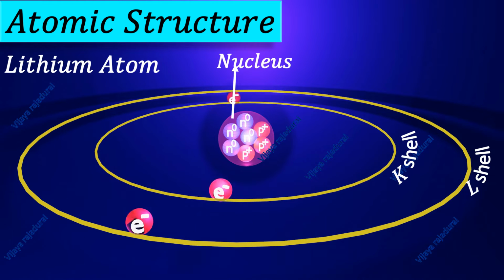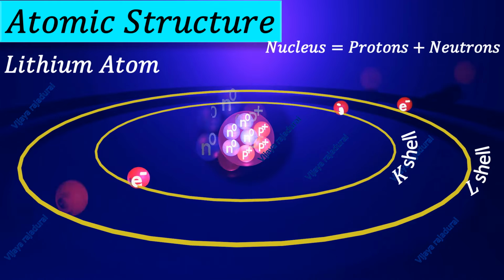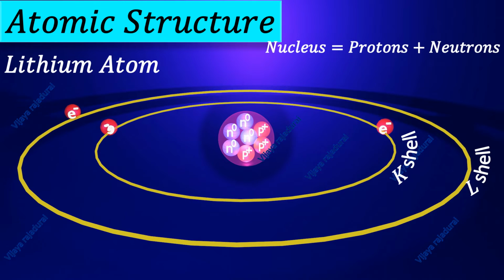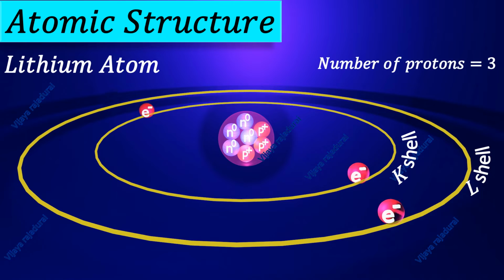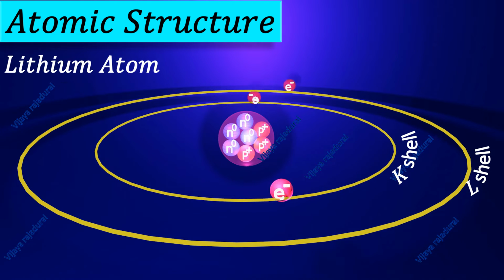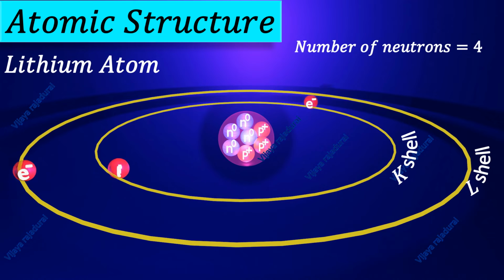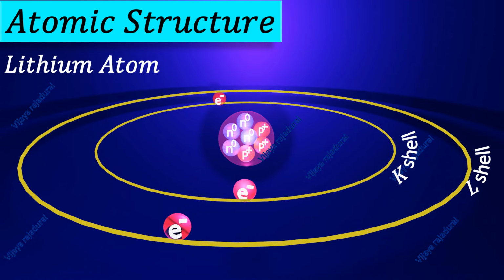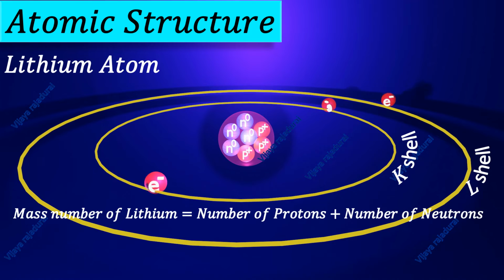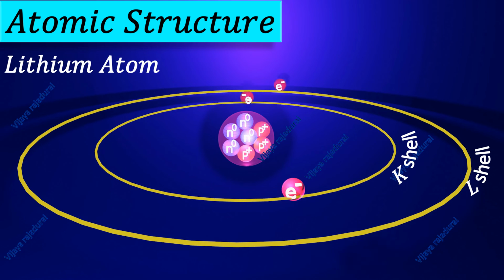We know that nucleus consists of protons and neutrons. In lithium atom, 3 protons and 4 neutrons are present. So from these protons and neutrons we can calculate mass number. Mass number of lithium atom is equal to number of protons plus number of neutrons. So 3 plus 4 is equal to 7. This is the mass number of lithium atom.